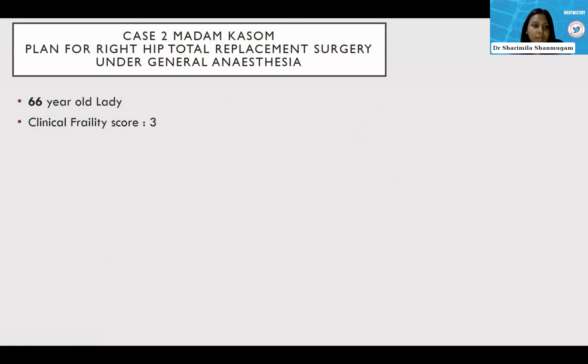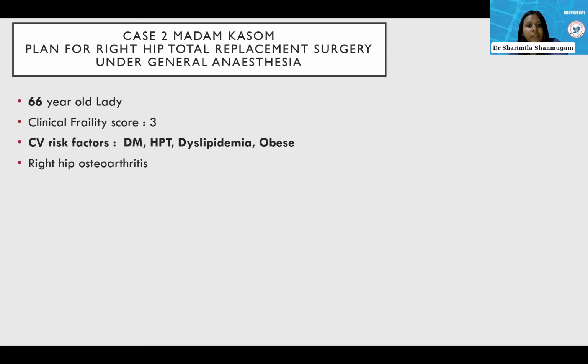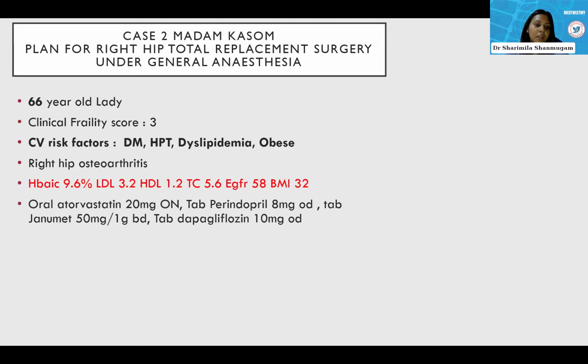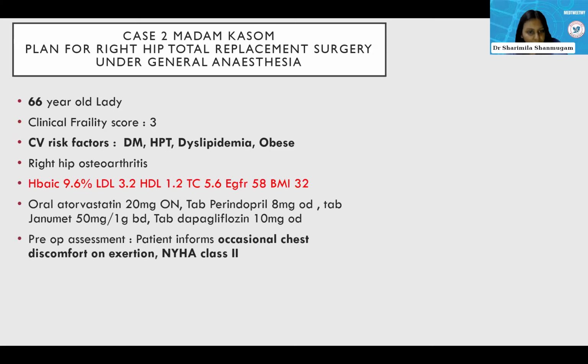So she's 66 years old, highlighted again, above 65. Frailty score not too bad, 3, still independent, ambulant. The cardiovascular risk factors: diabetes, hypertension, dyslipidemia, and obese. Obese because of this right hip osteoarthritis that she's having, lack of exercise, sedentary. Also, the HbA1c is poorly controlled, 9.6, LDL is 3.2, HDL 1.2, total cholesterol 5.6, eGFR is 58, BMI is high. So very small dose of atorvastatin. She does not have a cardiovascular event prior to this. Perindopril 8 milligrams, Janumet, and dapagliflozin.